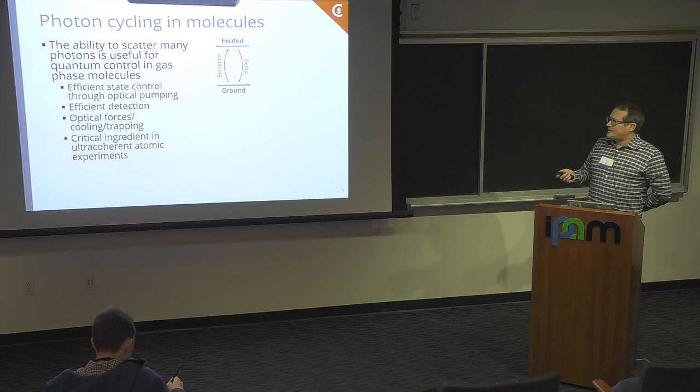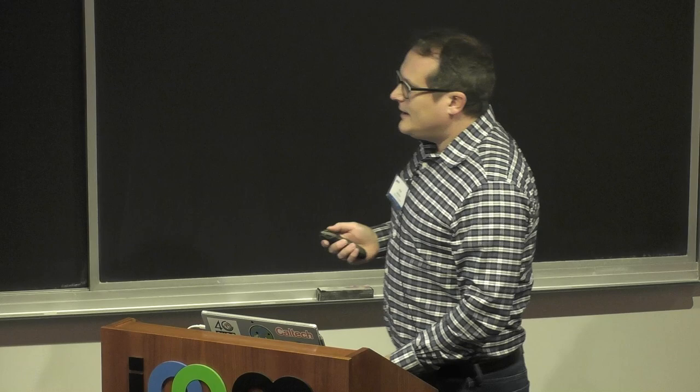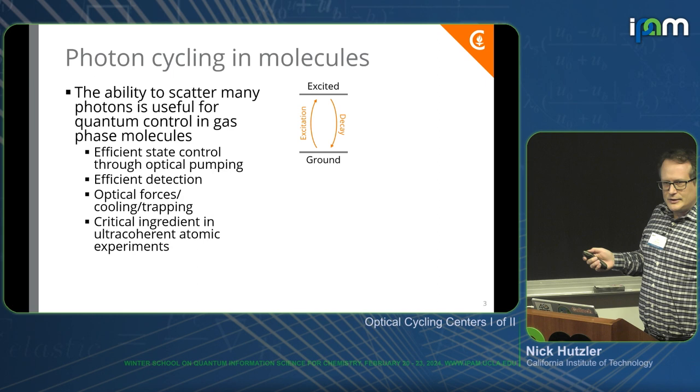This ability to scatter many photons is a very critical ingredient in, let's say, ultra-coherent atomic experiments. So people making atom array quantum simulators and quantum computers and quantum gas microscopes and things, they use this ability to scatter many photons extensively. This is great, except, you know, nothing looks like this.